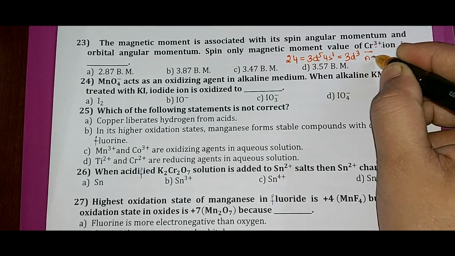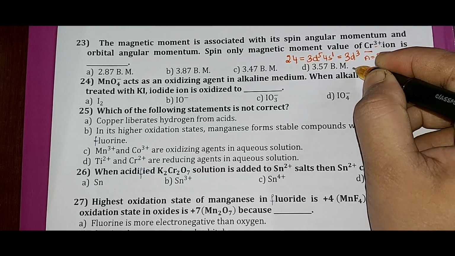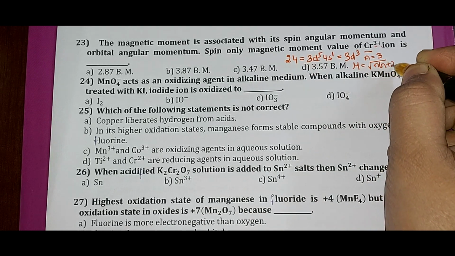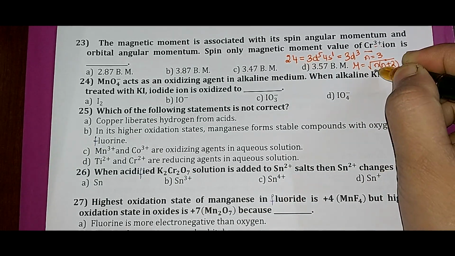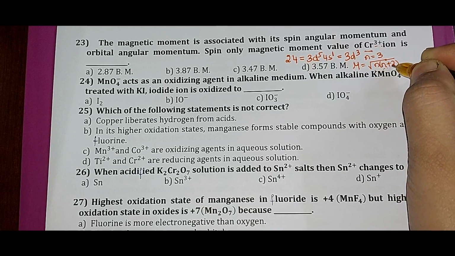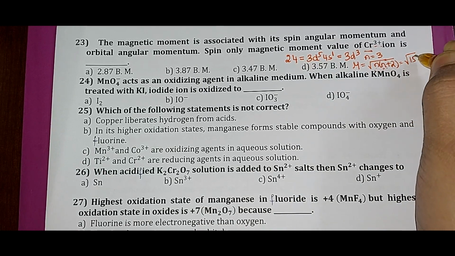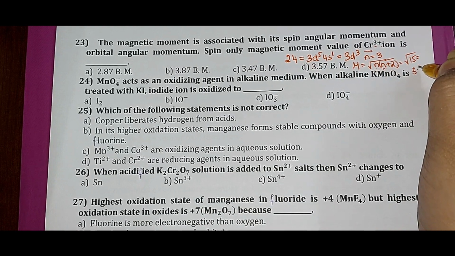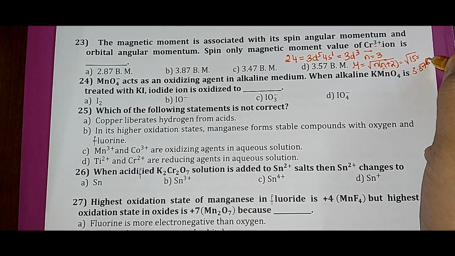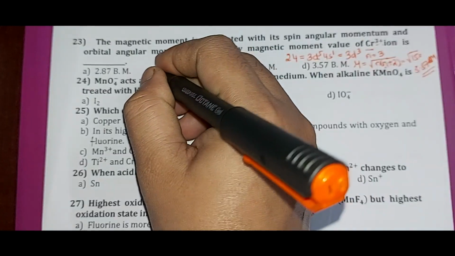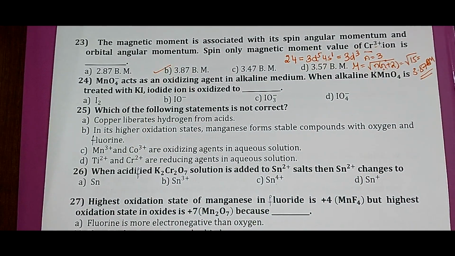So n value is 3. So when you calculate, mu is equal to root of n into n plus 2. That is 3 into 3 plus 2. 3 plus 2 is 5. 5 3s are 15. That is root 15. Root 15 value, you get it as 3.87 Bohr magneton. So the correct answer here is option B, 3.87 Bohr magneton.